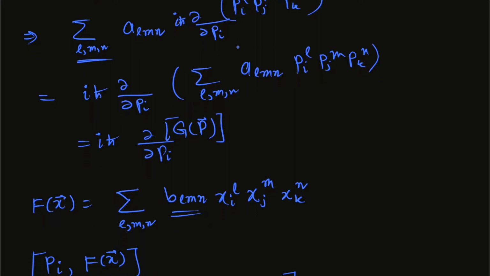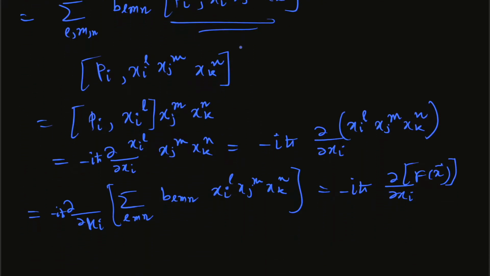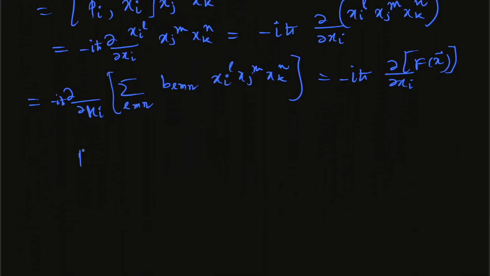Now here we have used one thing, that [p_i, x_l] is equal to minus i h cut del x_i to the power l. So let us see whether this relation follows or not.